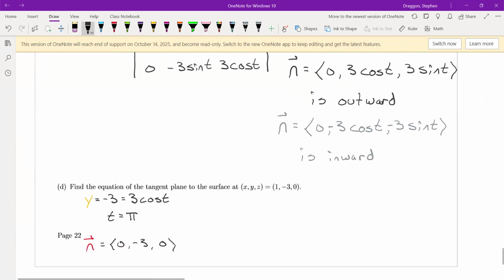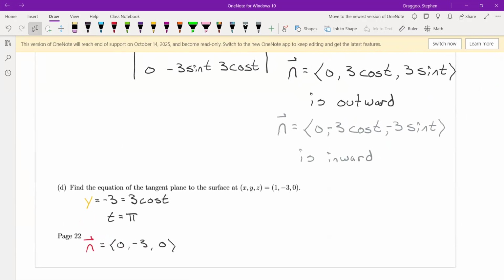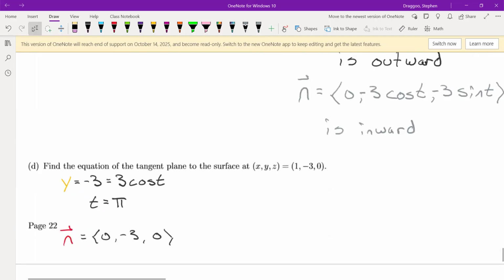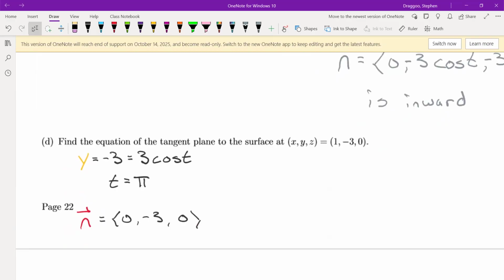I wrote that down with the normal vector off screen, but I want to plug in pi for t into that normal vector that's there in the upper right part of the screen. So 0 is 0 for the x value. We knew that that wasn't changing at all. But then cosine of pi is -1, which is where I get 3 times -1 is -3. And sine of pi is 0. So I came up with a z component of 0.